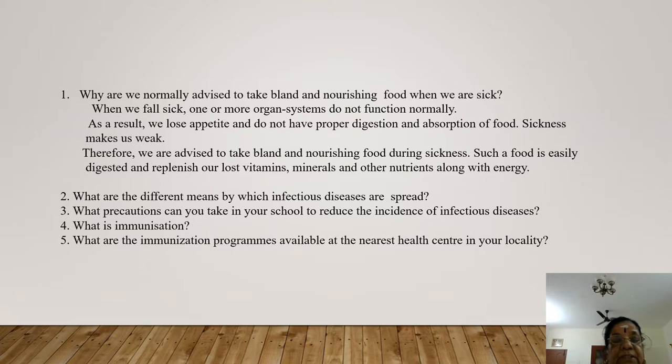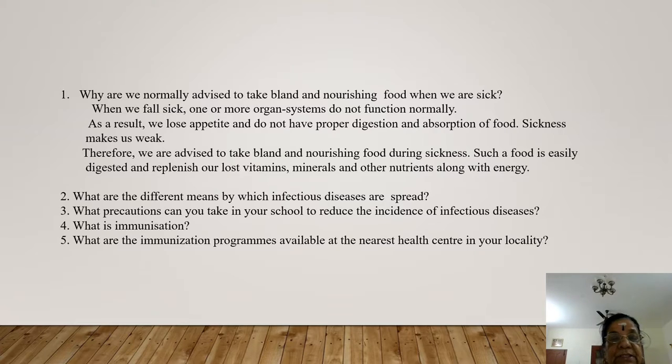Then, what are the different means by which infectious diseases are spread? It is already in our book, which you will refer to, and also the question bank. What precautions can you take in your school to reduce the incidence of infectious disease? That is a general awareness. We will keep our place and surroundings clean and maintain hygienic conditions. Then immunization, as I said in the previous presentation, the immunization schedule, you should know that.